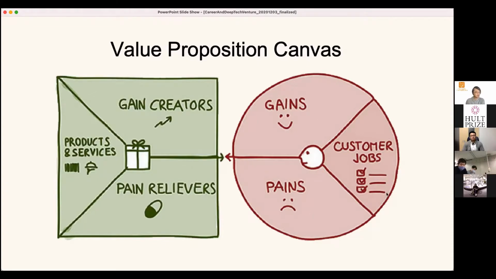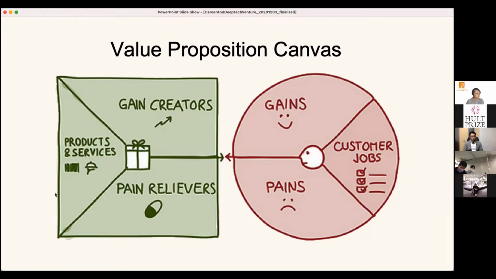And the pain is the pain caused by this job. So unless you move from point A to B, probably you will pay a lot of money, or you will spend a lot of time or something like that. So the pain is related to your job.